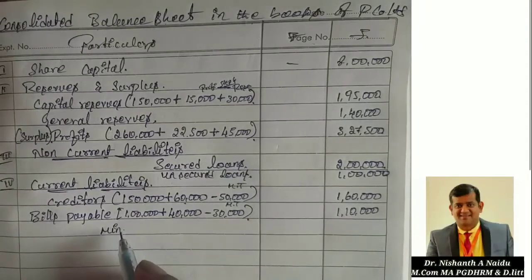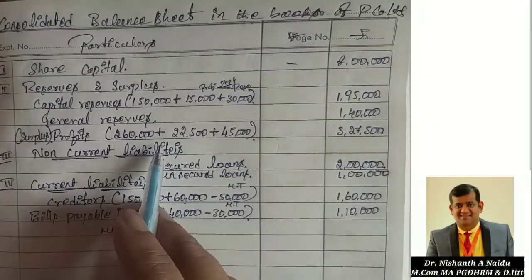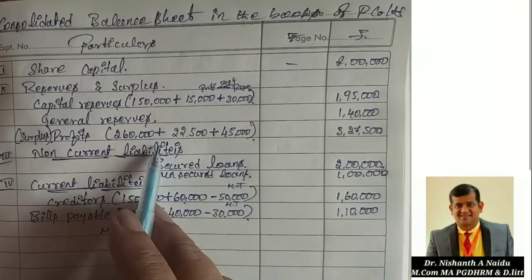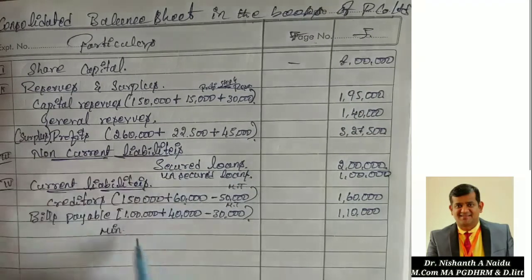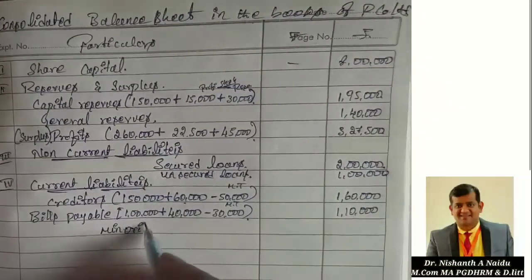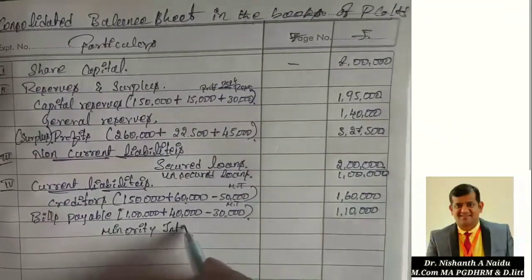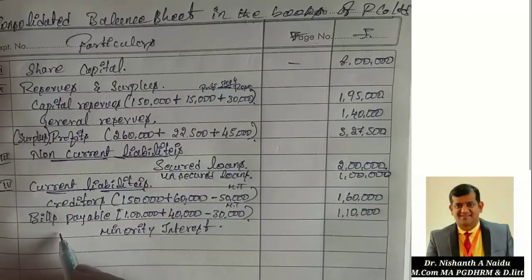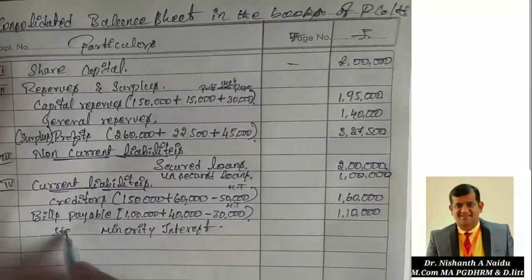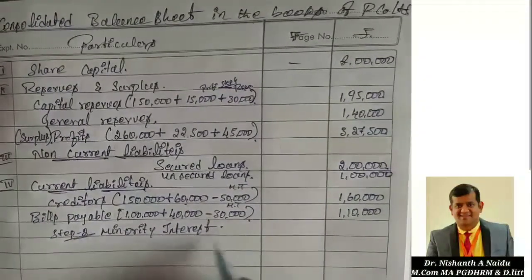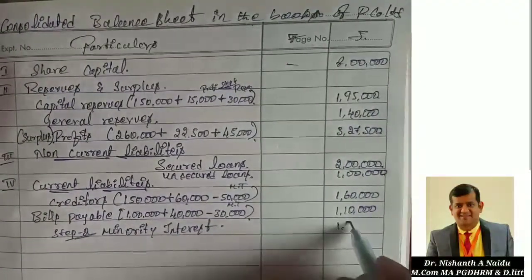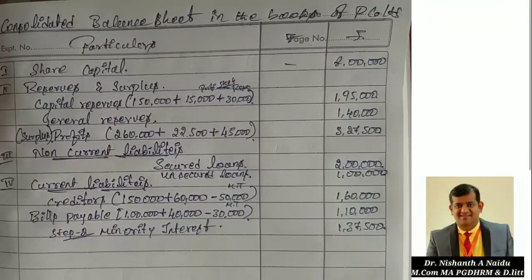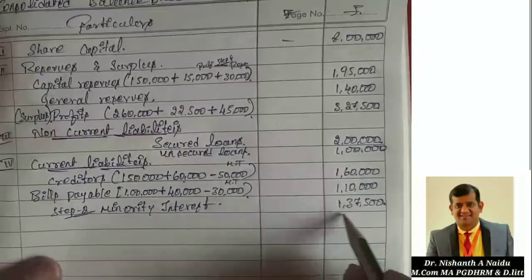After all this you have to take minority interest. Actually, I forgot that we need to take minority interest under current liabilities. This is step number 2. Whatever amount you have got in step 2, you need to take here: 1,37,500. So I think I have done all the things.